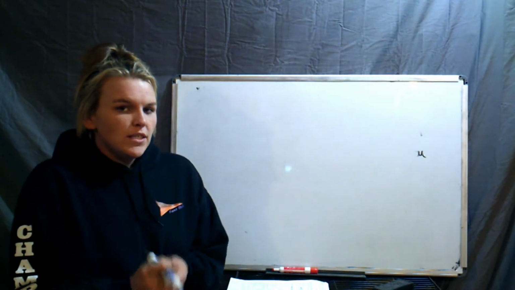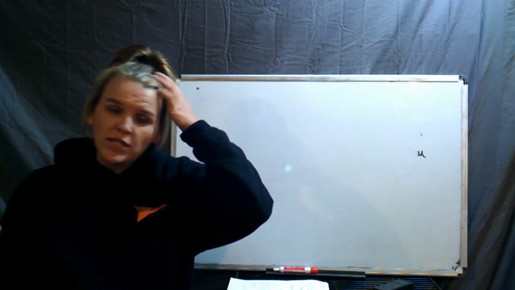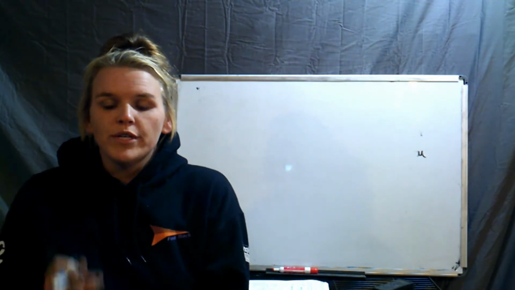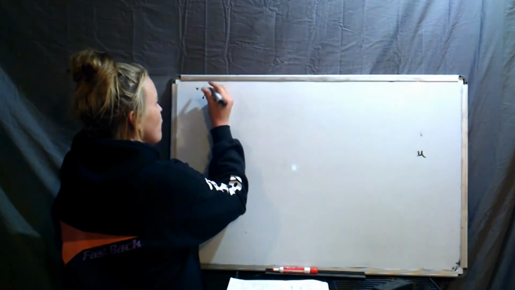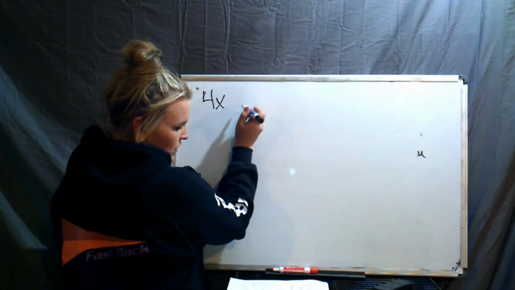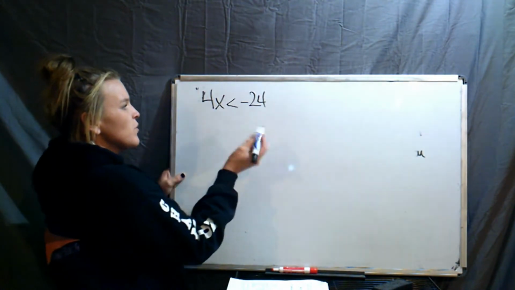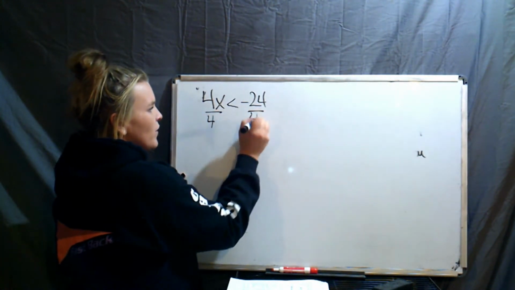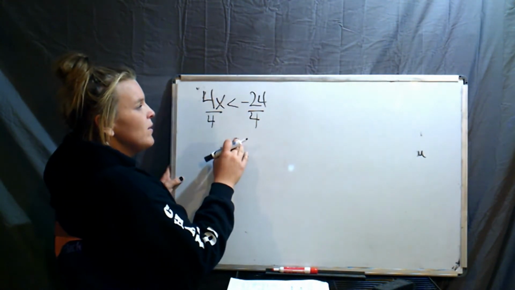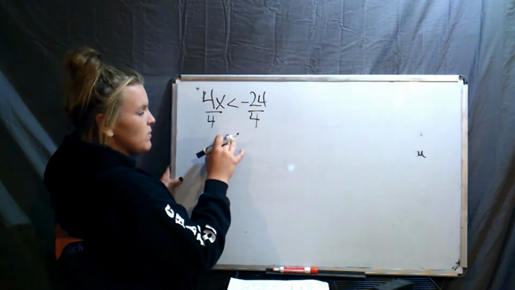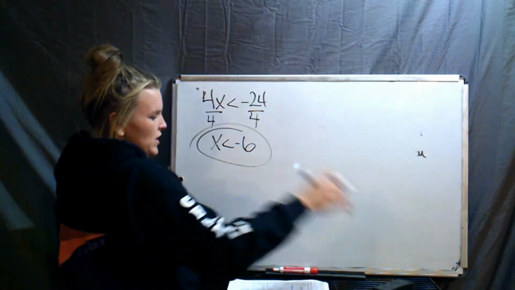It's very important that we only switch our sign if we're dividing by a negative. Do not switch your sign just because you see a negative in the equation. Make sure you only do it if you're dividing or multiplying by that negative. Let me show you an example of that. If we have 4x is less than negative 24, we do not switch our sign here because what are we going to divide by? We're going to divide both sides by 4. I am not dividing by a negative, so I'm not going to switch my sign. So this is just going to be x is less than negative 6. We do not switch our sign.